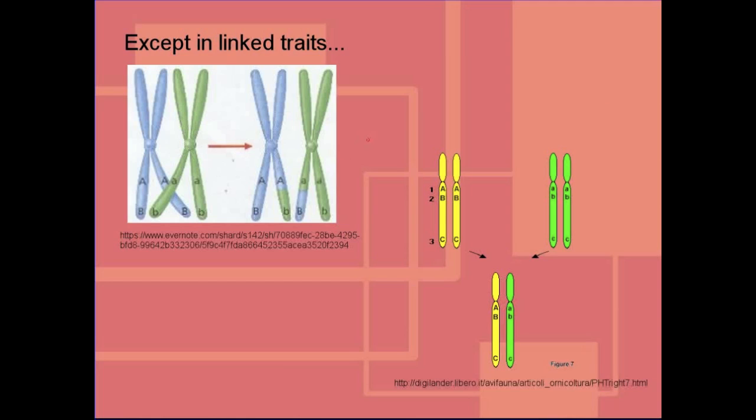There is an exception for linked traits. So normally, organisms go through crossing over. And when this happens, traits can be separated from each other, and they can be different. But with linked traits, they're close together on the chromosome. As seen here, A and B are very close on the chromosome, so they will tend to stay together. They are called linked traits.